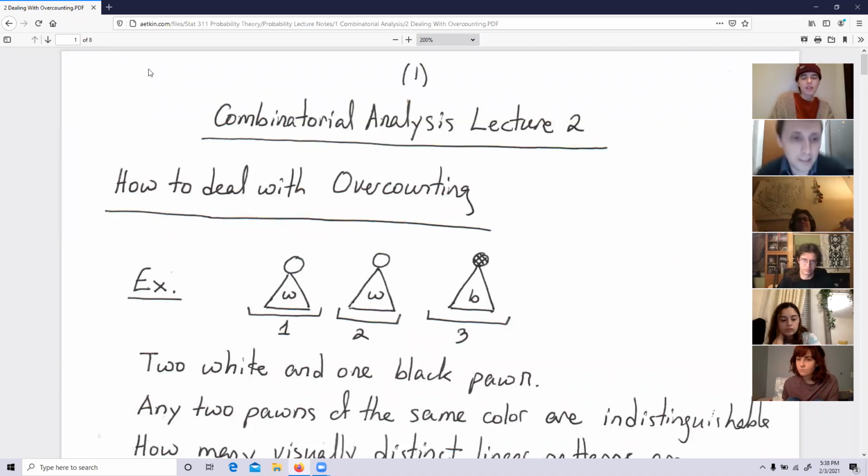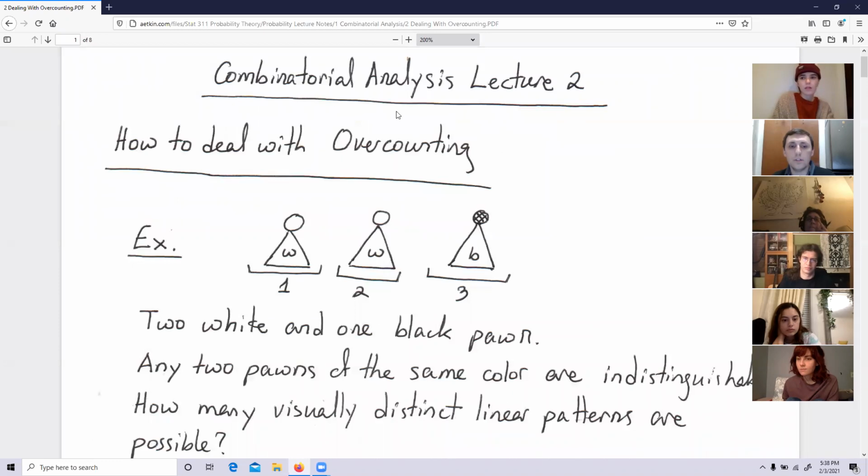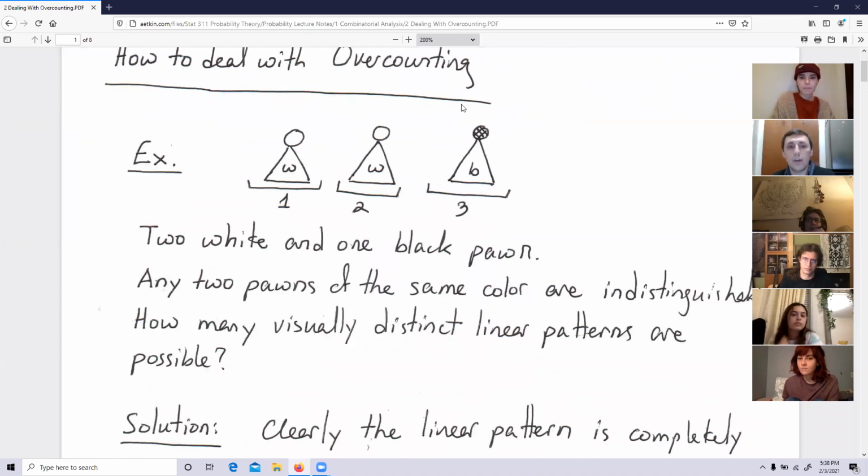Yes, and so in some situations, you have to deal with overcounting. In other words, where you have several codes representing exactly the same thing. So here is that situation. We have two white and one black pawn. And we cannot distinguish between the white pawns because they look alike. But of course, we can imagine that, metaphysically speaking, the white pawns are different. They are objects occupying different places in space at the same time. So they are not the same.